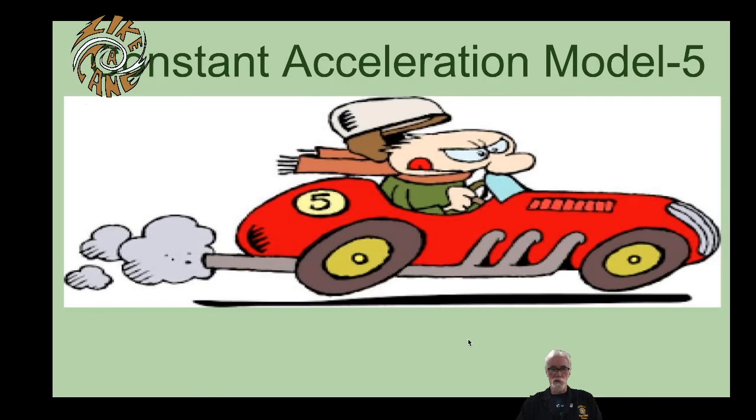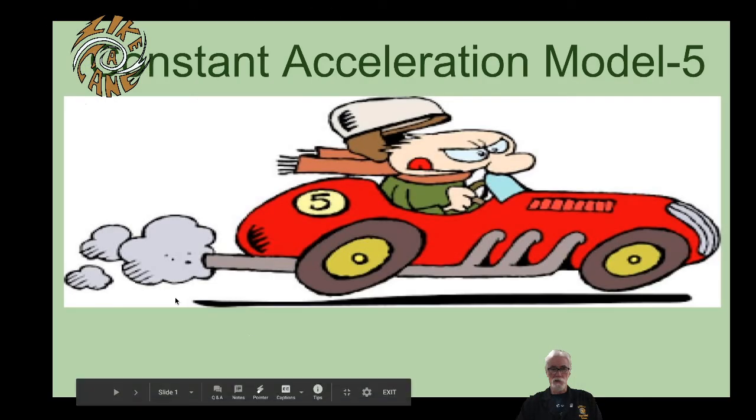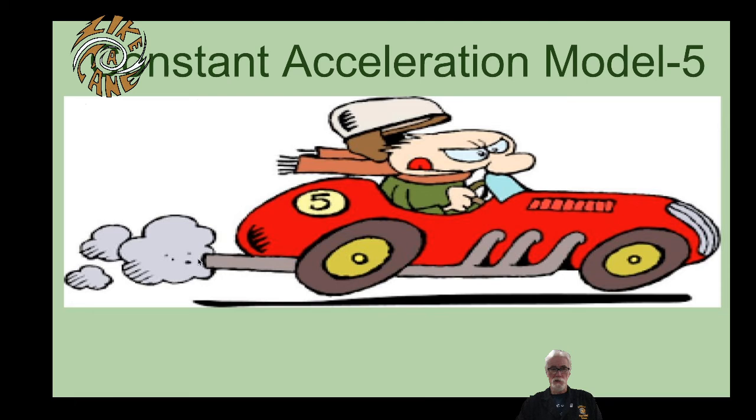We have three graphical models for the constant acceleration particle model of motion. We have velocity versus time graphs, position versus time graphs, and we now have an enhanced motion map that can accommodate acceleration. In this video, what we're going to do is enhance our algebraic model so that it can also accommodate the constant acceleration particle model of motion.